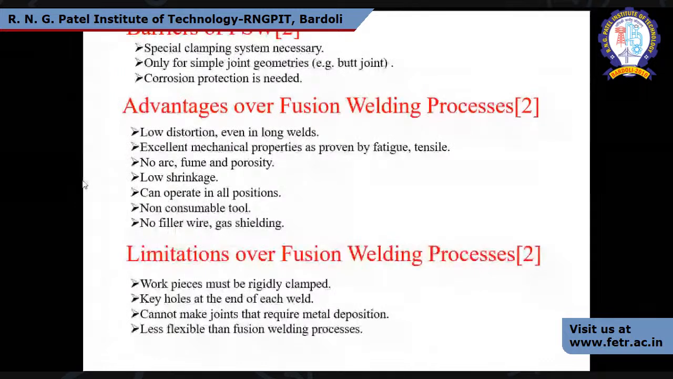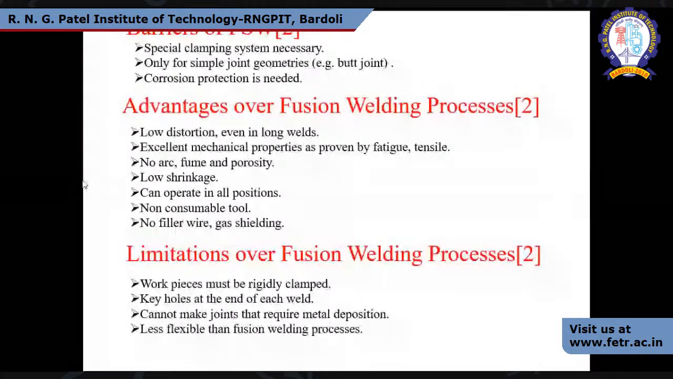Now, what are the limitations of friction stir welding over fusion welding processes? As per the present scenario, the workpiece must be rigidly clamped. As we have already discussed in the barrier, we have to design our clamp taking into consideration all parameters: the choice of material and the capacity of the machine, whether it is a milling machine or a lathe. We need to clamp the workpiece rigidly, otherwise we cannot get an exact result.